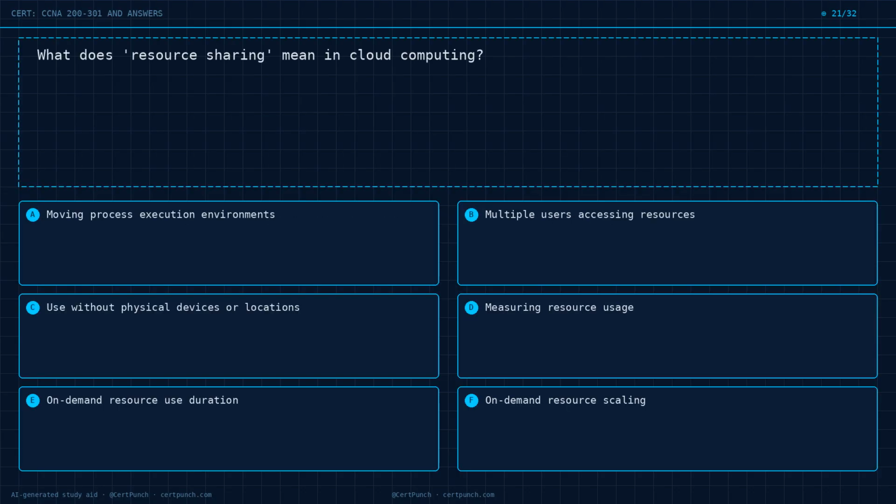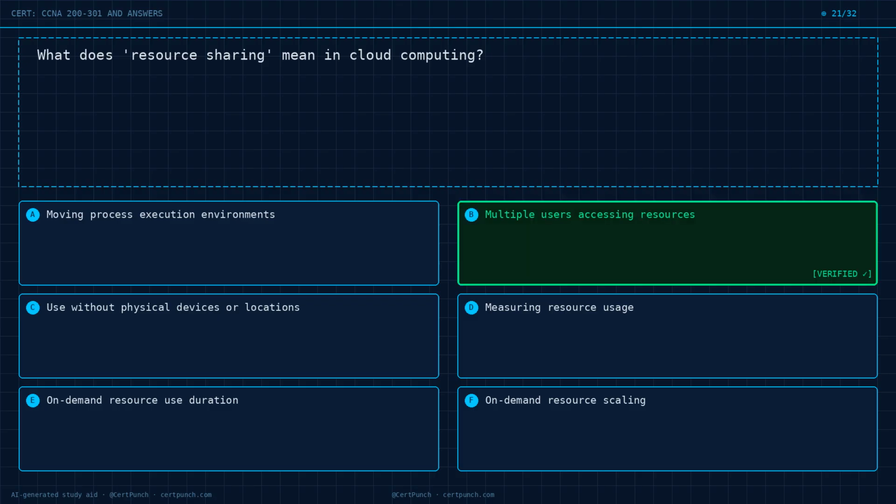Question 21 of 32. What does resource sharing mean in cloud computing? Option A, moving process execution environments. Option B, multiple users accessing resources. Option C, use without physical devices or locations. Option D, measuring resource usage. Option E, on-demand resource use duration. Option F, on-demand resource scaling. Lock in your answer now. This is the kind of distinction the exam expects you to catch.